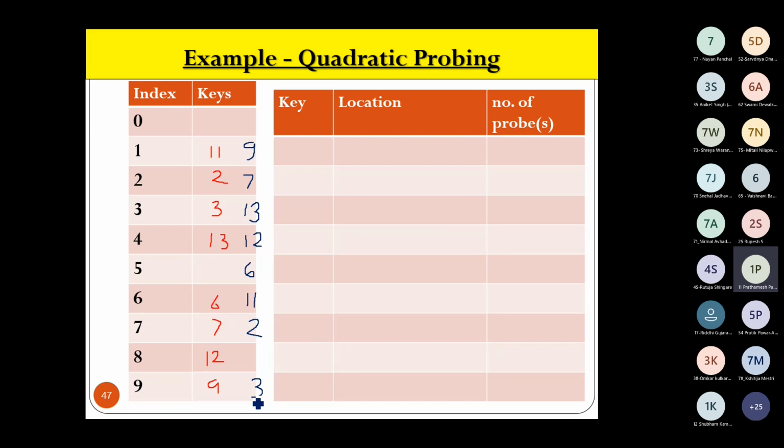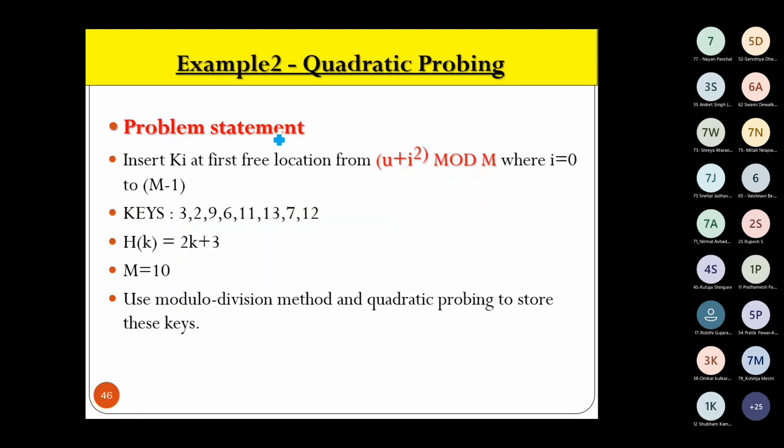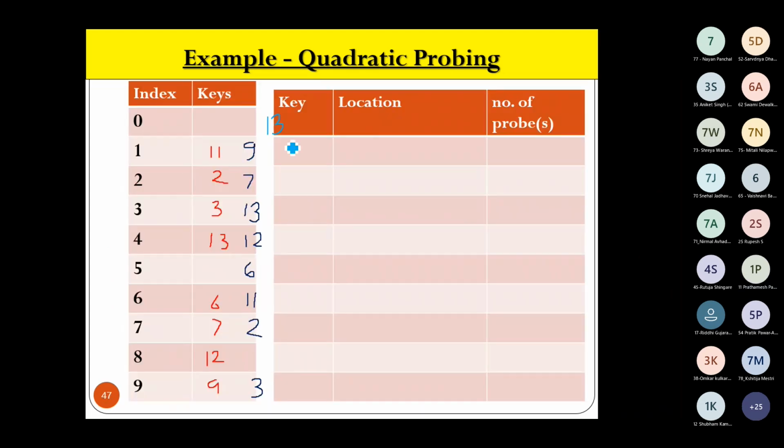Yes, ma'am. At zero index, I got 13. You got 13. Have you all checked which hash function is given here? Has everyone seen this hash function? Yes, ma'am. Okay, 13. Then at 1, 7.